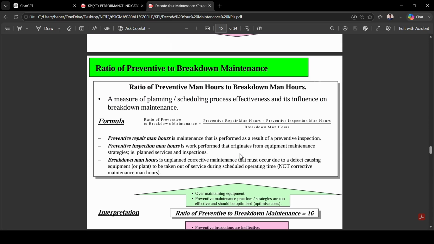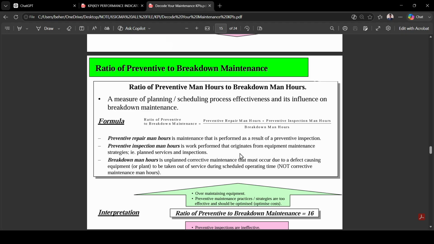Then the ratio of preventive to breakdown maintenance. Ratio of preventive man hours to breakdown man hours. A measure of planning or scheduling process effectiveness and its influence on breakdown maintenance. Formula: ratio of preventive to breakdown maintenance equals preventive repair man hours plus preventive inspection man hours divided by breakdown man hours.